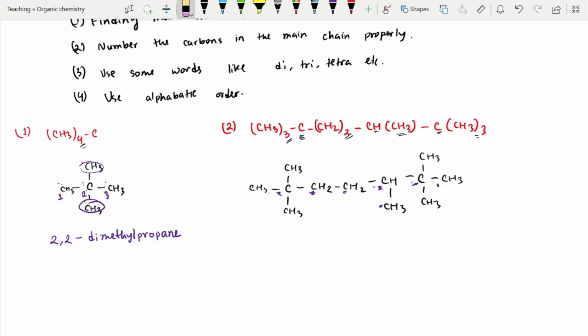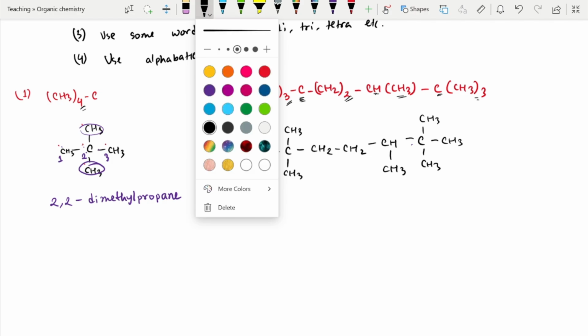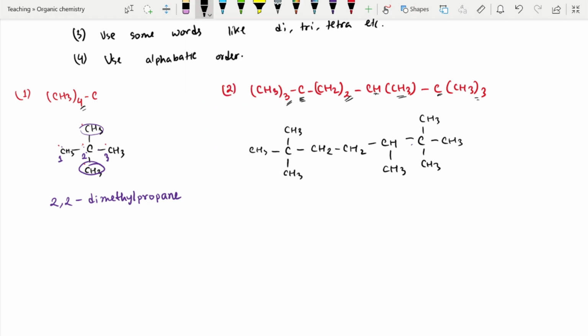Now let's number the carbons. A question to all of you: how should we number this carbon, from left to right or right to left? Okay, let's do an experiment. First, we will number the carbons in the main chain from left to right. Let's count it like this: 1, 2, 3, 4, 5, 6, 7.